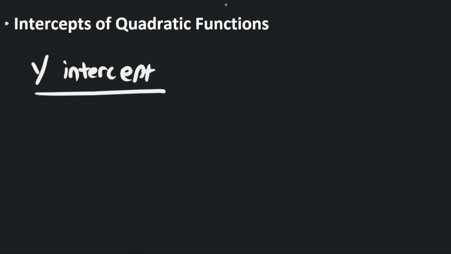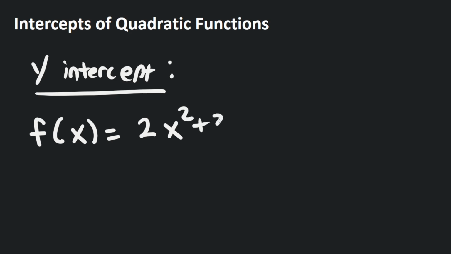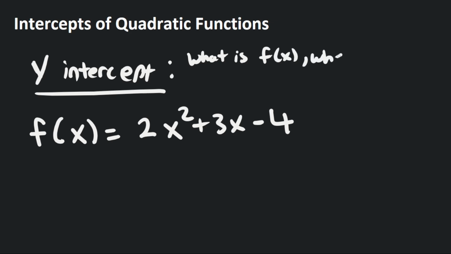So the y-intercept is basically, let's say we had a quadratic function, f of x equals 2x squared plus 3x minus 4. The y-intercept is what value is f of x. So what is f of x when x equals 0? That's the question. That's the y-intercept. So in other words, what is f of 0? So f of 0 is our y-intercept.